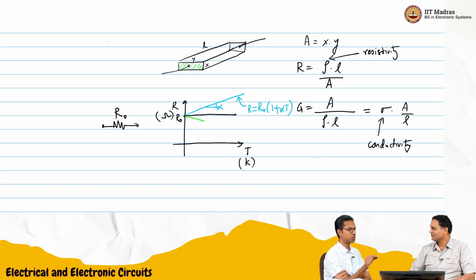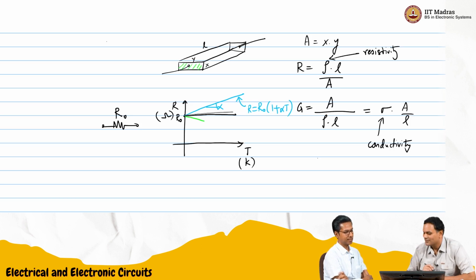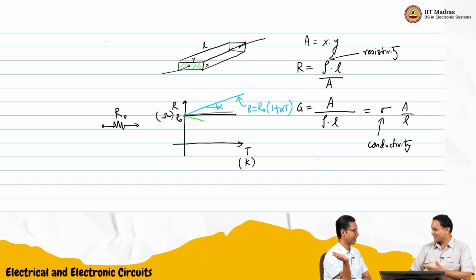And some material with very, very low alpha. Yes, so that is also possible. A third set of materials, you may just have like this, right? So that is also possible. I think even for copper, it's 0.003 or so.